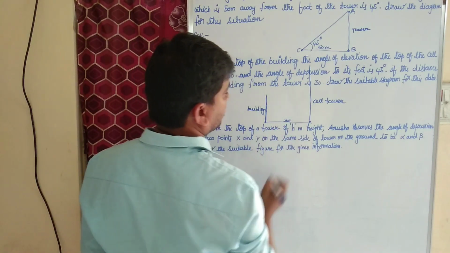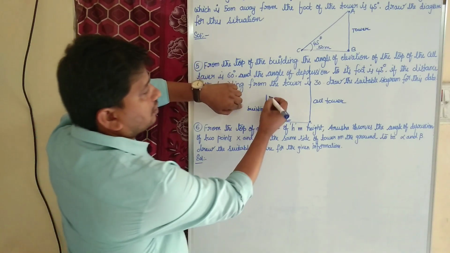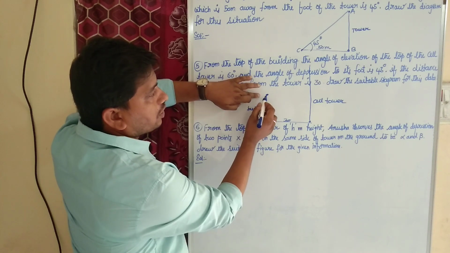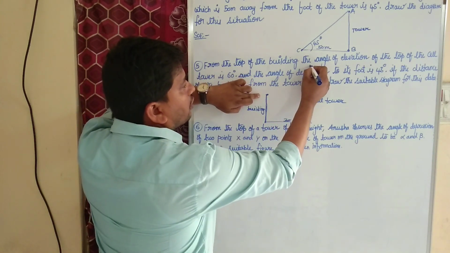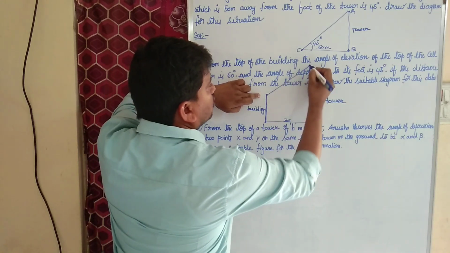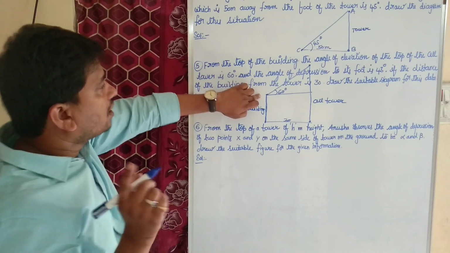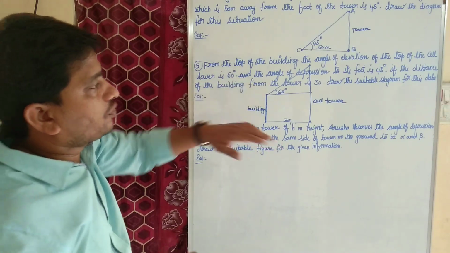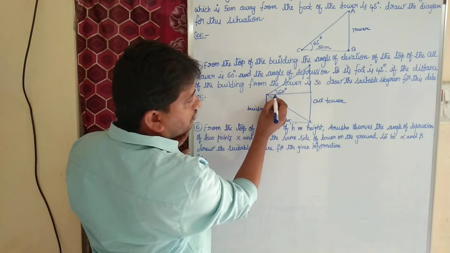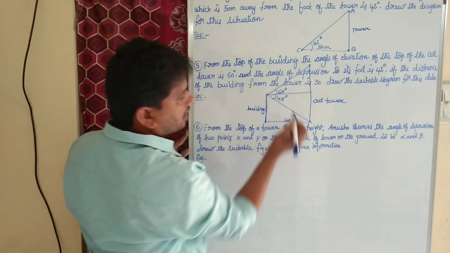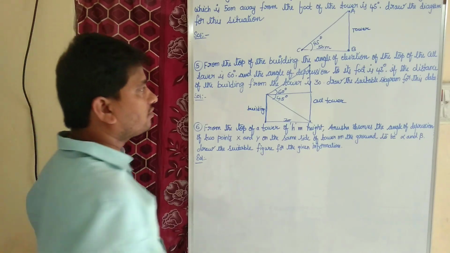This is our 30. From the top of the building, this is the top of the building. The angle of elevation of the top of the cell tower, this is the top of the cell tower, whose angle of elevation is 60 degrees. And the angle of depression to its foot is 45 degrees. The angle of depression to its foot is how many degrees? 45 degrees. Draw the diagram for this data. Yes, that is the diagram for this data.